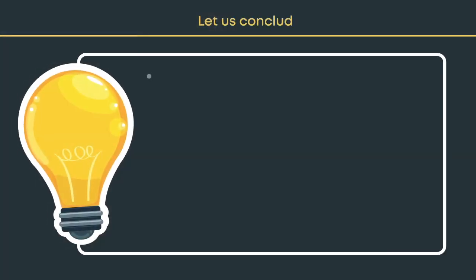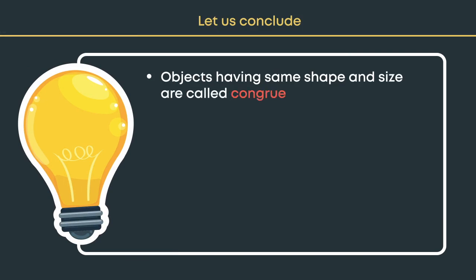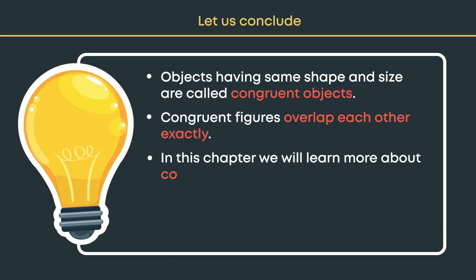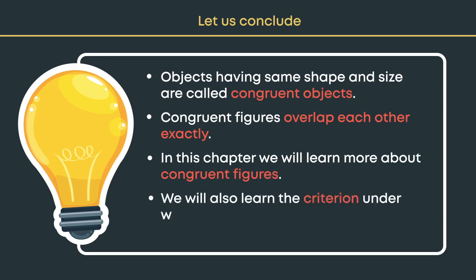Let us conclude. Objects having the same shape and size are called congruent objects. Congruent figures overlap each other exactly. In this chapter, we will learn more about congruent figures. We will also learn the criterion under which two triangles are said to be congruent.